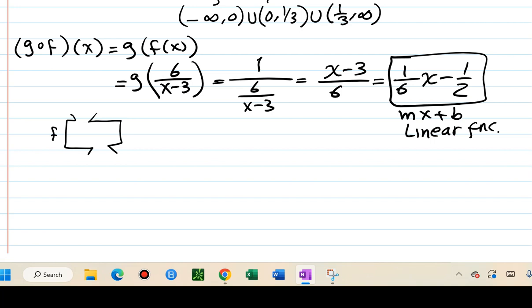Remember, this is machine f. What does f do? The instruction to f is to do 6 over x minus 3. The input, output, f of x. So I cannot put in a 3 here, right? I get division by 0. So x cannot be 3 to begin with. I cannot pass on 3 to f and then say give that to g. There will never be an output. Nothing comes out of that machine.